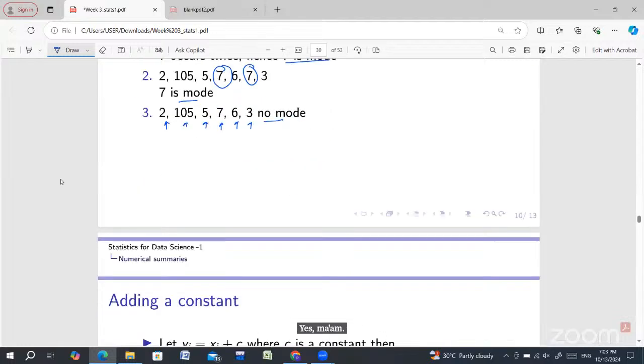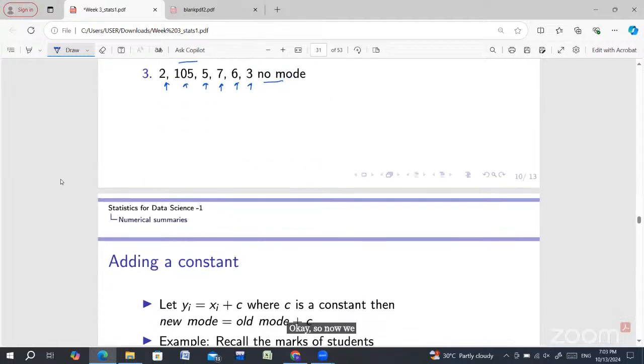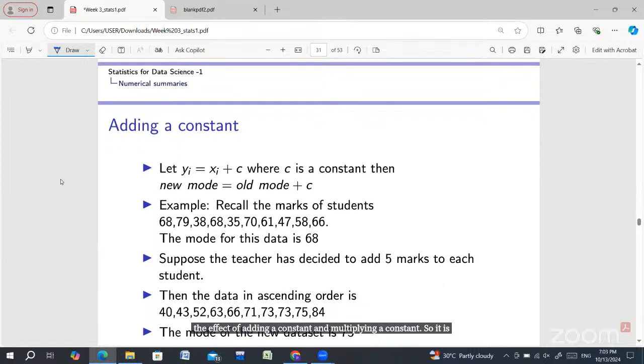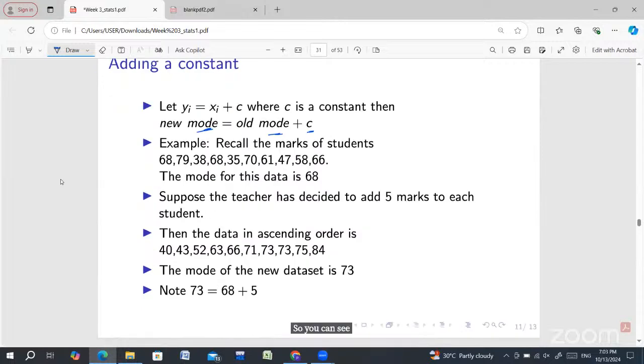Okay. So now we will see the effect of adding a constant and multiplying by a constant. It is similar to mean and median. So the new mode will be the old mode plus C. You can see by example also that here 68 is occurring 2 times, so 68 is the mode.